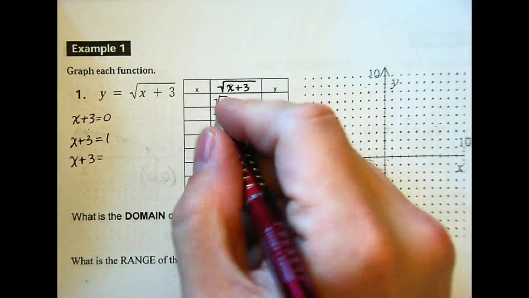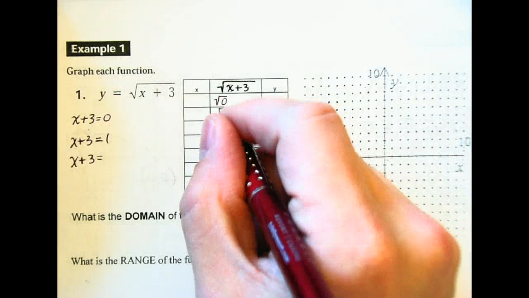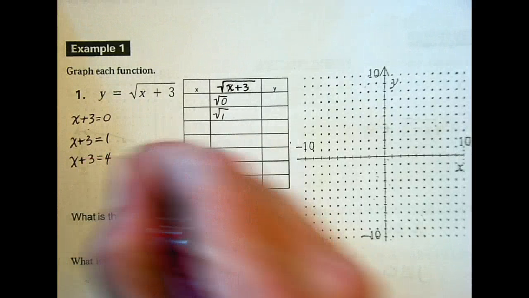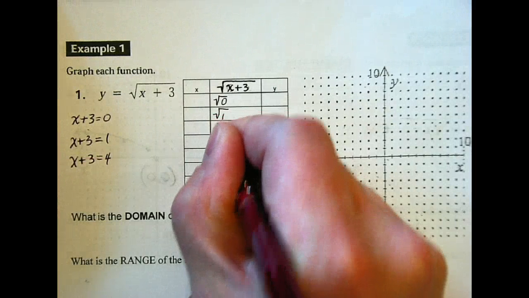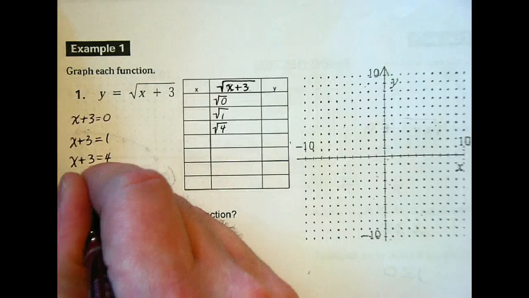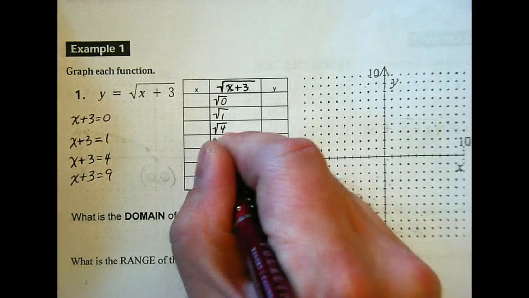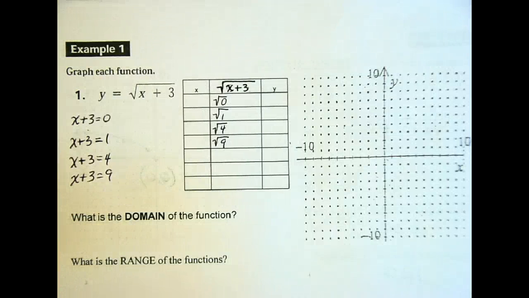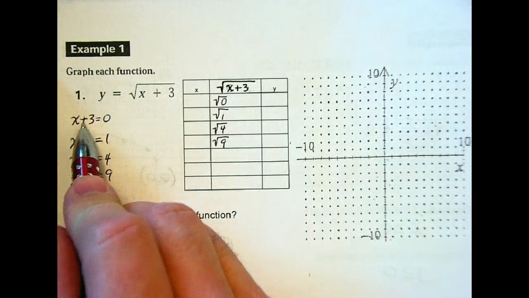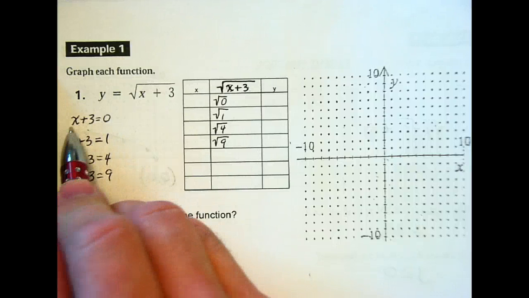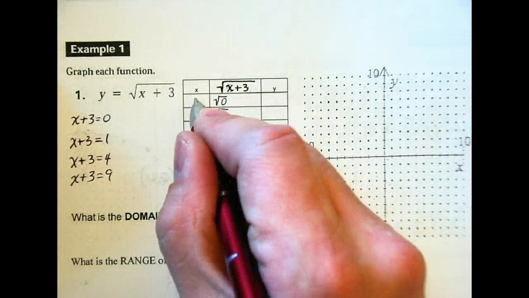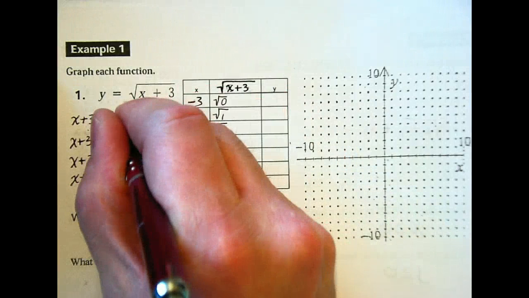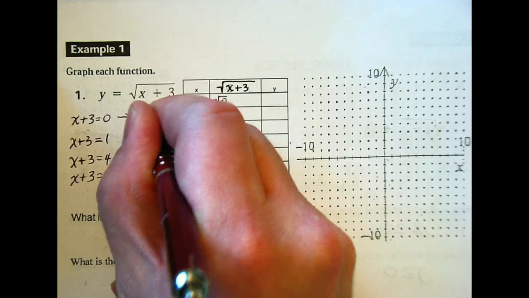Okay? If we get x plus 3 equal to 1, what else do we want x plus 3 to equal? 4. We want perfect squares. What else do we want x plus 3 to equal? 9. Now the problem is, what makes x plus 3 equal 0? Do we put 0 right here? No, we have to put -3. So if x plus 3 equals 0, x equals -3.